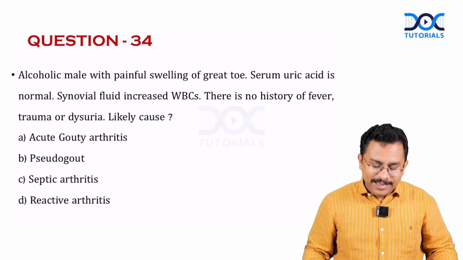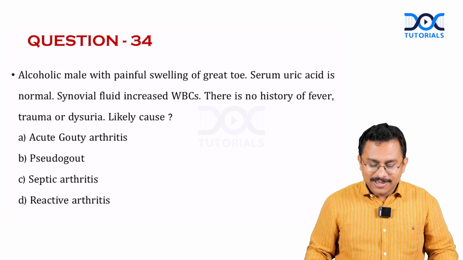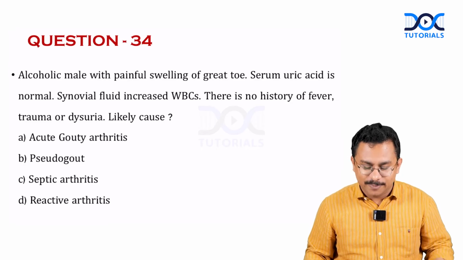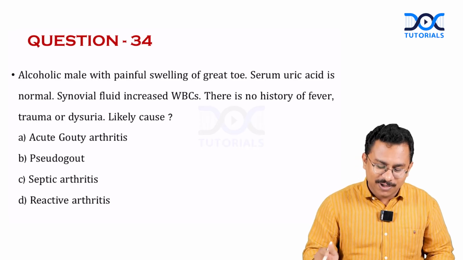An alcoholic male presented with painful swelling of the great toe. Serum uric acid is normal. Synovial fluid showed increased WBCs. No history of fever, trauma, dysuria. What is the likely cause?